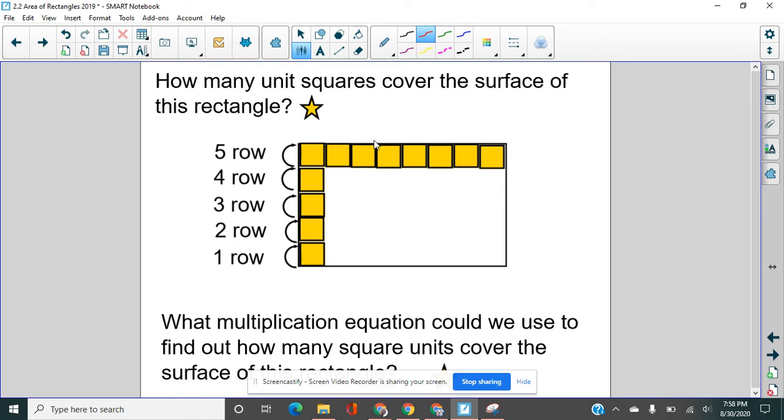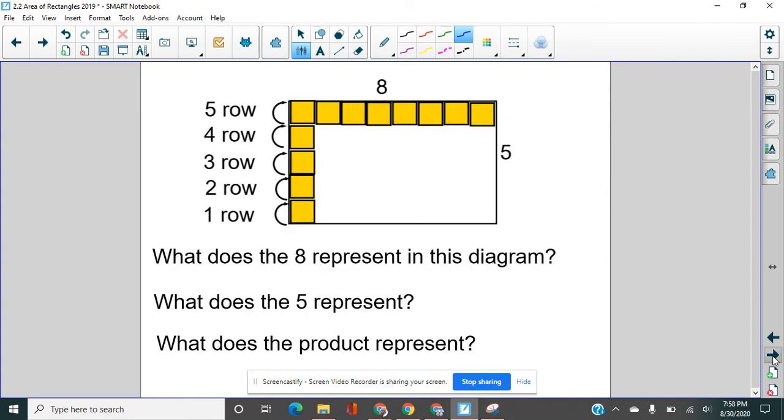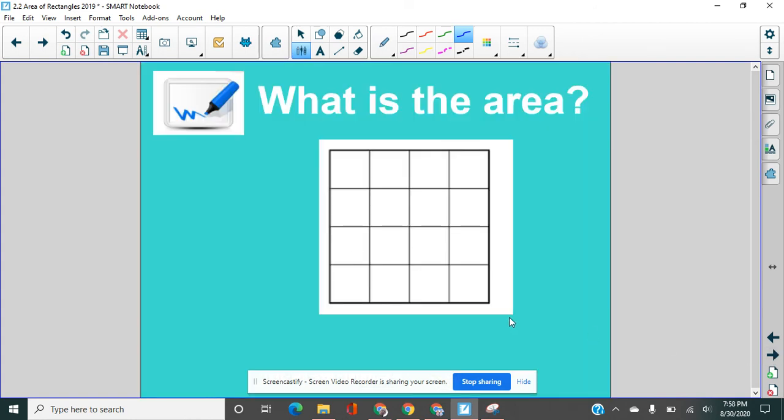We could count by fives, but the way I'm going to teach you today, this is a formula. 8 times 5. So what would our answer be? It would be 40. 40 what? These are centimeters. Centimeters squared, right? Little 2 there means squared centimeters. So this is the formula for finding the area.